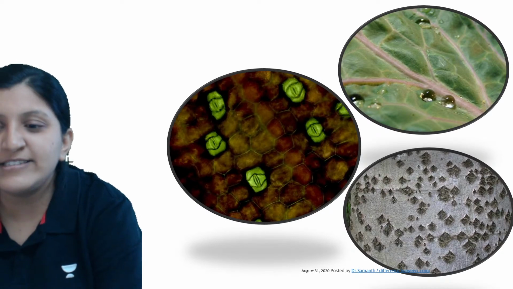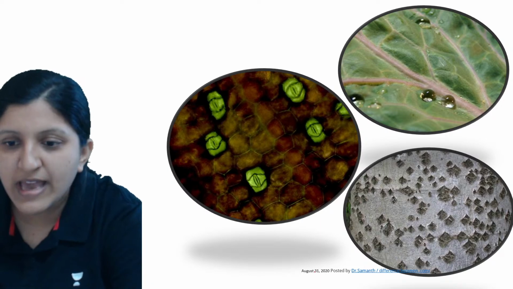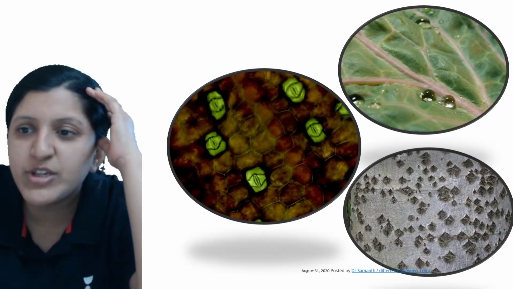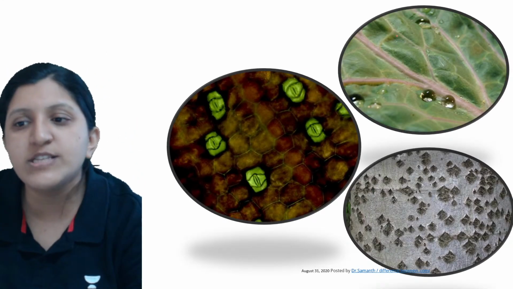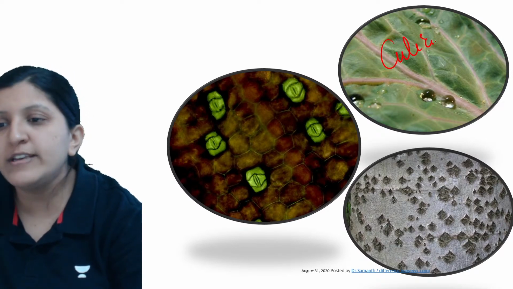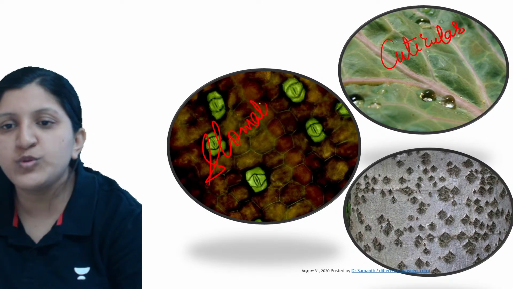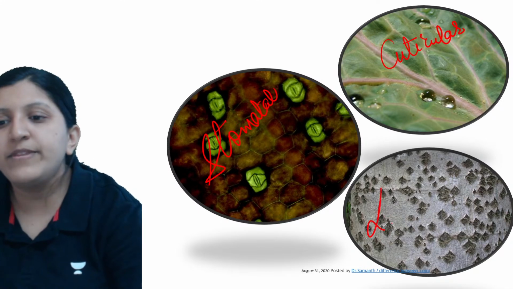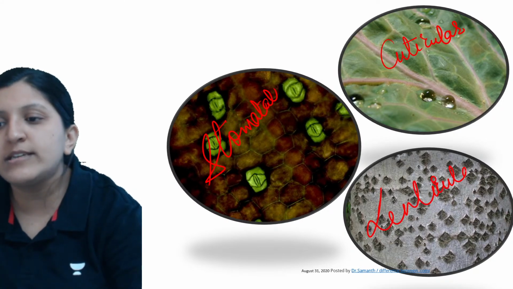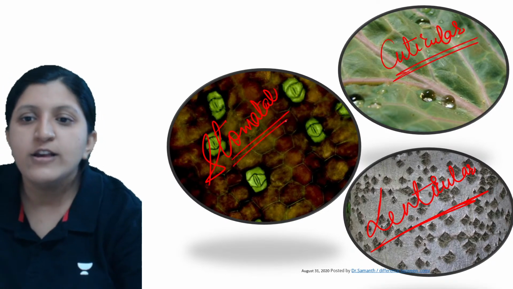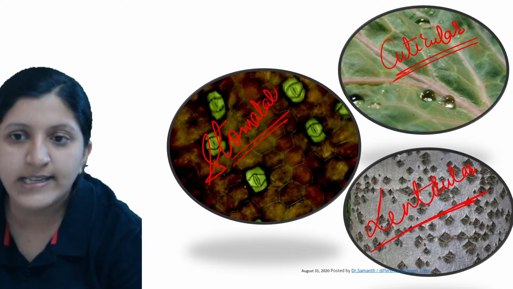So let's have a look at this. This picture I have taken, and some of the pictures I have added here, posted by Dr. Samant. So you can just have a look at this picture. There is cuticular transpiration. This one is with respect to cuticular transpiration. This one is with respect to stomatal transpiration. This one is with respect to lenticular transpiration. So different types of transpiration that you can see: stomatal, cuticular and lenticular transpiration.